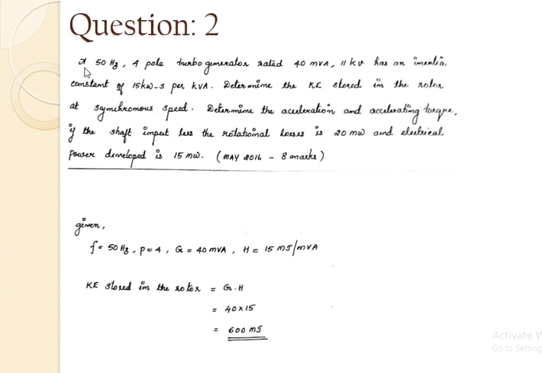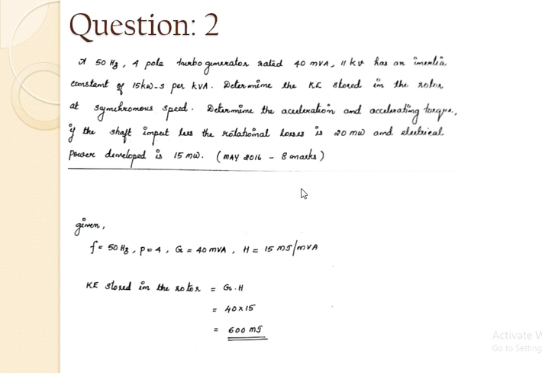It is given a 50 Hz 4-pole turbo generator rated 40 MVA 11 kV has an inertia constant 15. Determine the kinetic energy stored in the rotor at synchronous speed. Determine the acceleration and torque. Then rotational loss is 20 megawatt and electrical power is 15 megawatt.